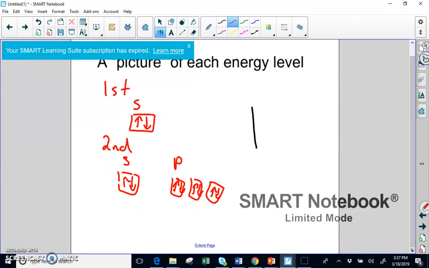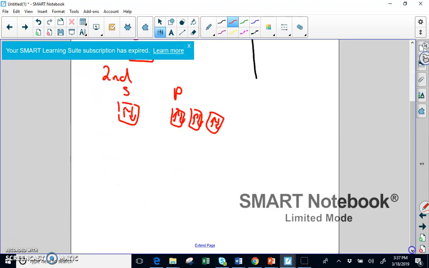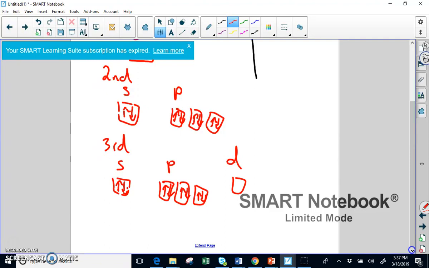Okay. Now the third energy level has 3 sublevels: S, P, and D. S has 1 orbital, with electrons going up and down. P has 3 orbitals, with electrons going up and down, opposite spin. And D has 5 orbitals, going up and down, which is annoying to do.